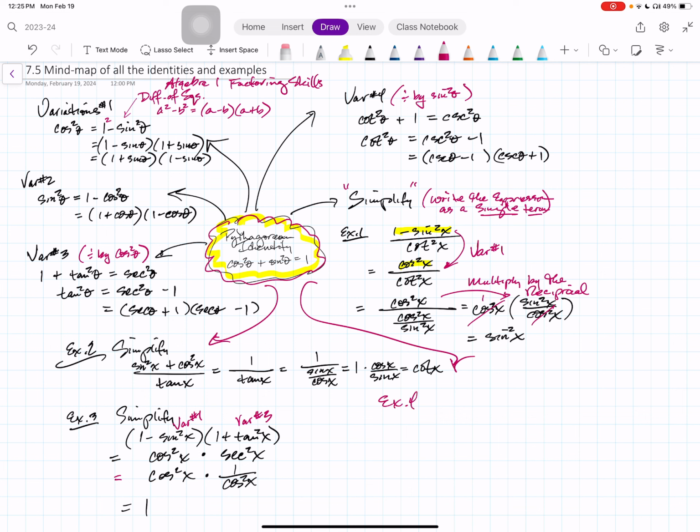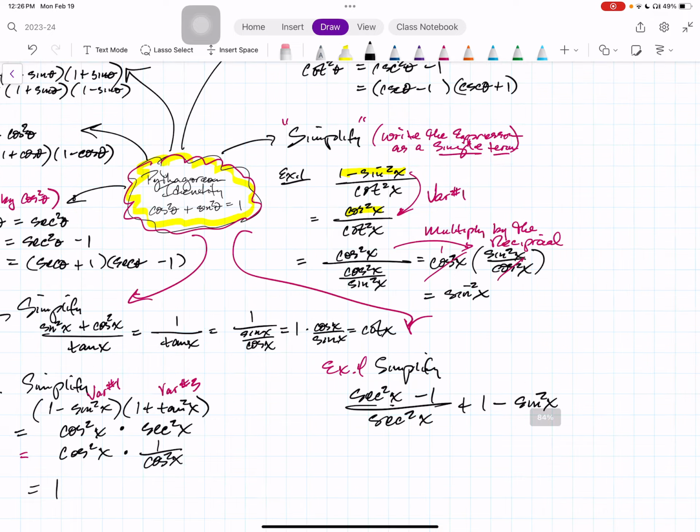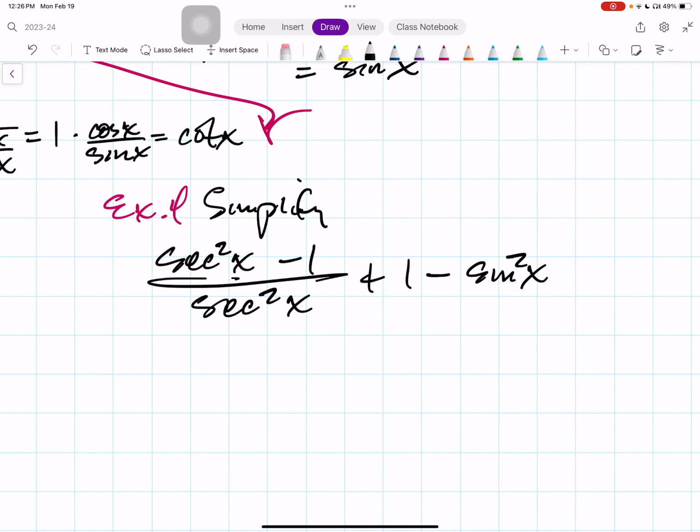Okay, and let's simplify this one. So example 4 down here. Let's take something a little bit more complicated. So let's say secant squared x minus 1 divided by secant squared x, plus 1 minus sine squared x. Oops, change that. Minus 1 minus. All right, change that. Okay. So here we go. Example 4.